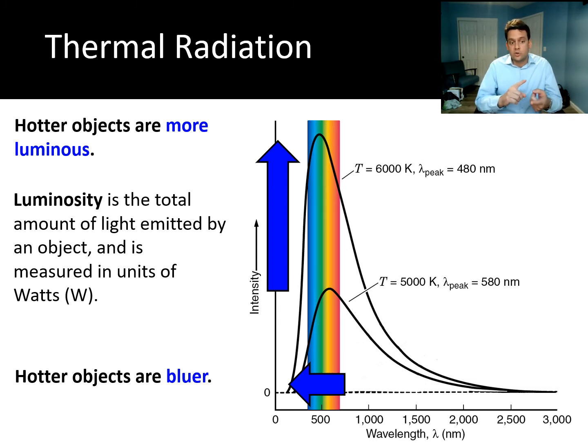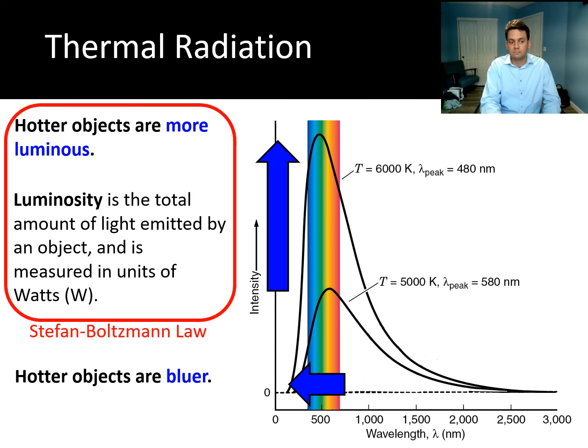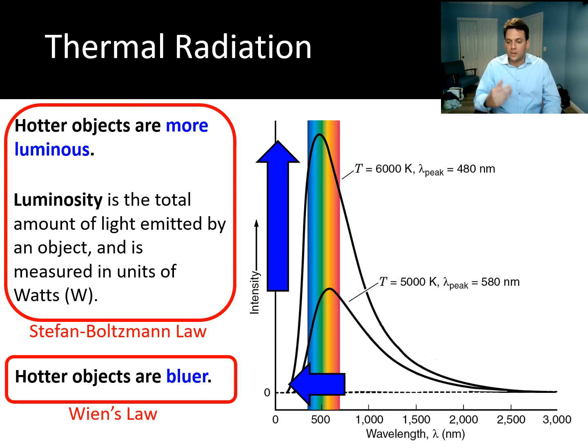So we've said hotter objects are more luminous. We've said hotter objects are bluer. And now we have a quantitative expression for the luminosity as it relates to the temperature, given in terms of the Stefan-Boltzmann law. But there's another aspect of the spectrum that we have already talked about, but we haven't quantified yet, and that's where the peak of the spectrum is. We said that hotter objects are more luminous, and the Stefan-Boltzmann law tells us exactly how. Well, hotter objects are bluer as well, and it turns out there's another law that tells us how that works, and that's known as Wien's law.